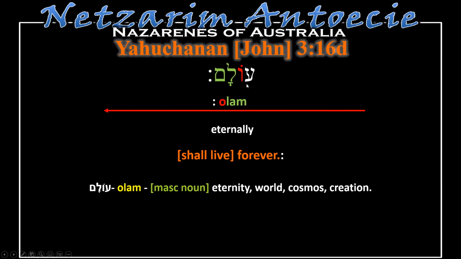And then we come to D, and we have an ayin, vav, lamed, mem safit. We don't read this, so it's olam, eternally. Now, of course, olam is a masculine noun, can mean eternity, world, cosmos, creation. But this is more like an adjective describing, or an adverb, we could say, shall live forever or eternally. And we read it, olam, eternally.